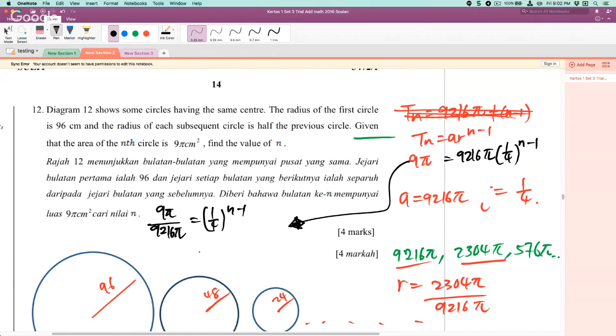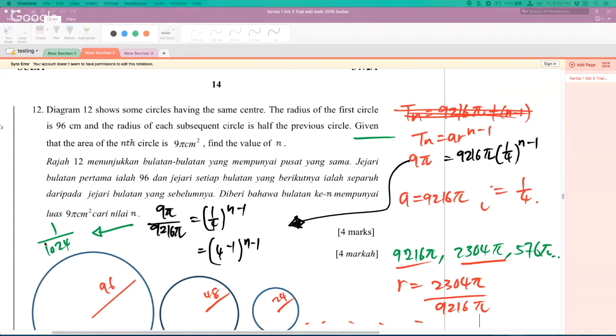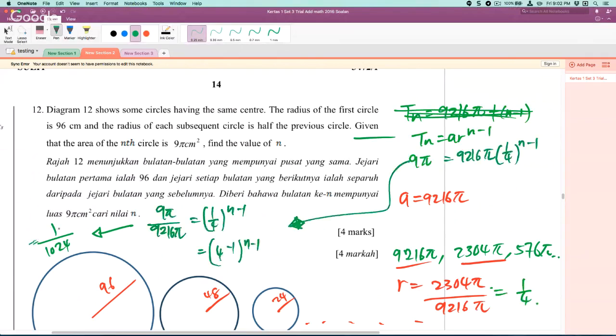So I will get a very nice number. This 4 I change to 4 power of negative 1 first. This is n minus 1. And then this one, after I simplify already, the calculator is telling me this is 1 over 1024. But because I want to save some space here, I know that 1024 should be 4 power of 5. So this one basically equals 1 over 4 power of 5. If I change it into this first form, this is called 4 power of negative 5.